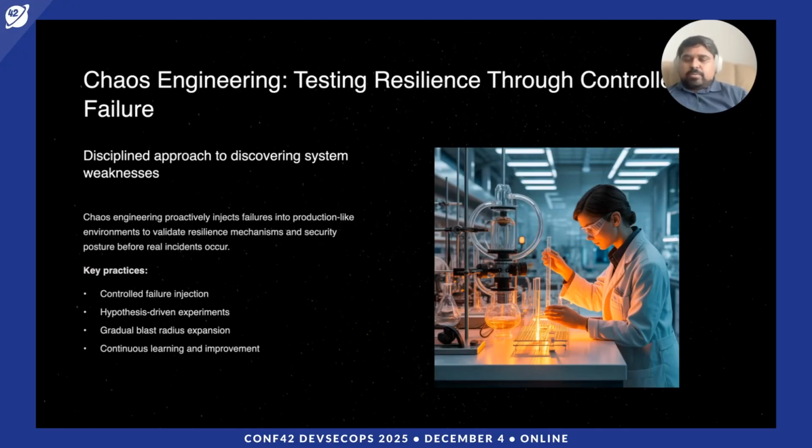4. Continuous learning and improvement. Every chaos experiment reveals gaps. Example, when the cache failed, the database was overloaded, so we need better rate limiting. Fix the gap, then rerun the experiment.